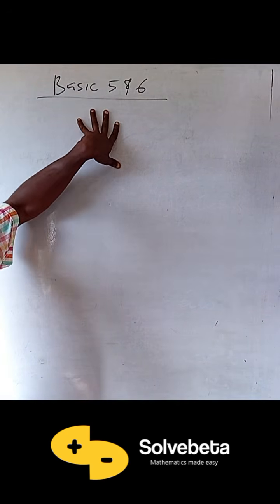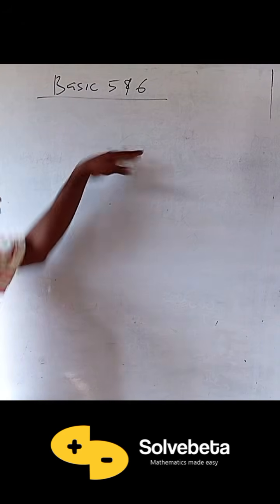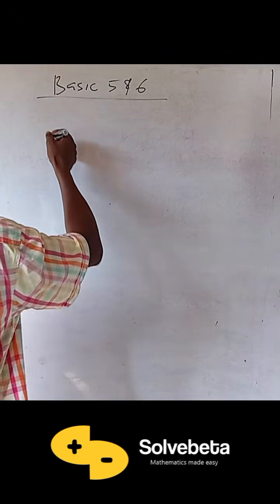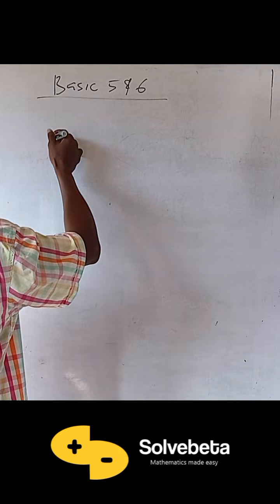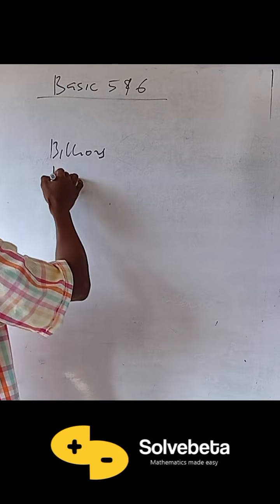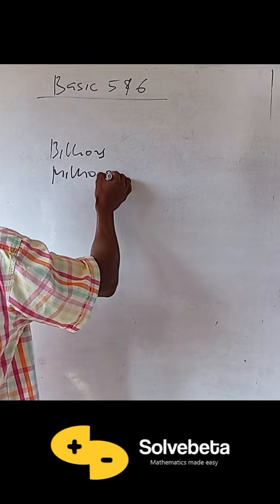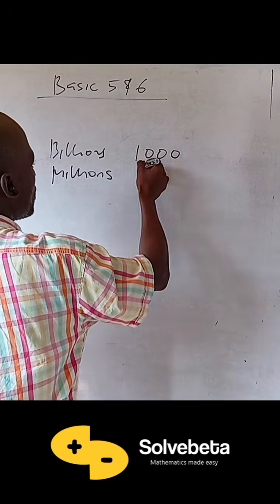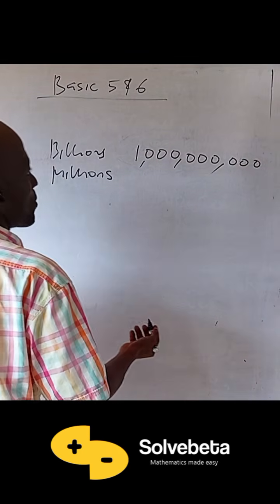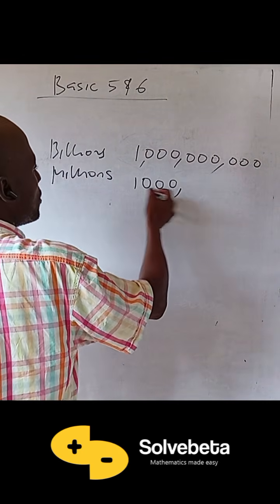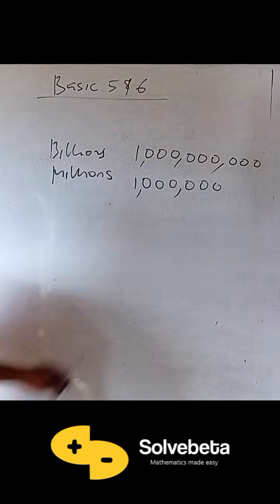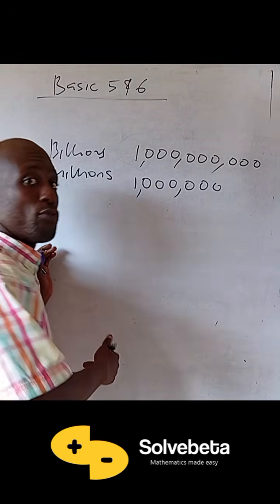Now, in the last class, we looked at numbers, whole numbers, counting whole numbers. We looked at billions, millions. Don't forget billions. 1, 2, 3. This is a million. This is billion. So we learned how to count numbers, the place value of numbers, of whole numbers.